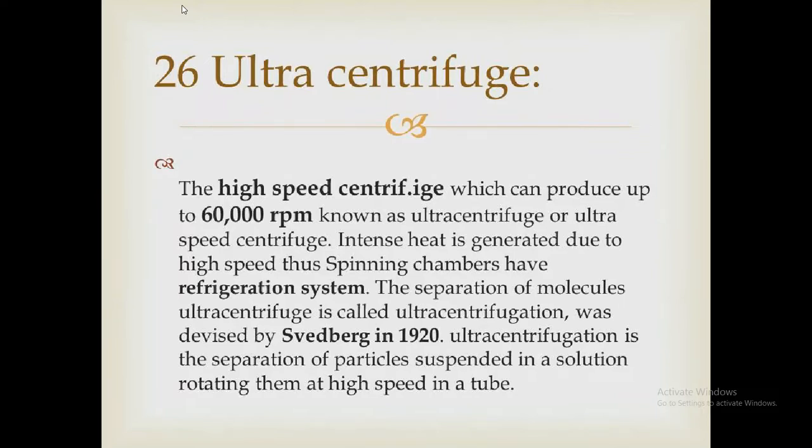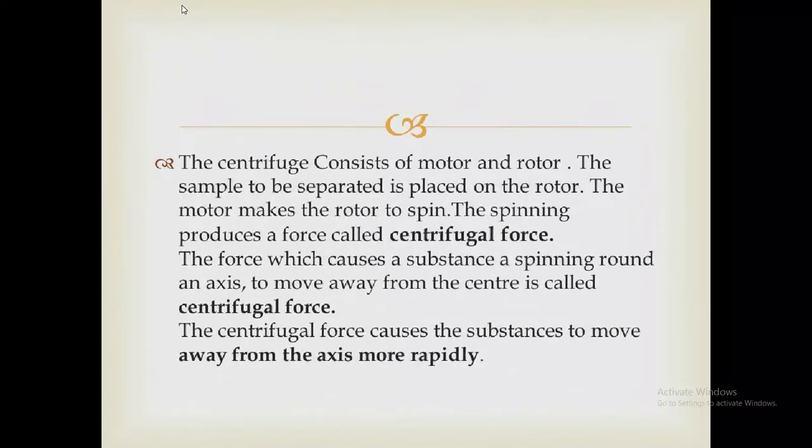Ultracentrifugation is a separation of particles suspended in a solution by rotating them with a very high speed of about 60,000 RPM. Very important, 60,000 RPM, and intense heat will be generated. Hence, a refrigeration system is needed. The centrifuge consists of two things: one is the motor and the other the rotor. The sample to be separated is placed in the rotor, and the motor makes the rotor spin.